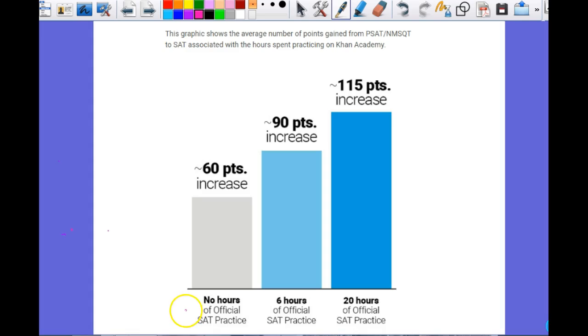If you don't practice at all, okay, you haven't practiced at all since the last time you took it, you're still probably going to show about a 60-point increase just because you know more, you've practiced more, your brain's matured more, like you're just better at things, and so it's just kind of the natural progression. If you spent 6 hours of practice on Khan Academy, you should see about a 90-point increase. 20 hours, about a 115-point increase.